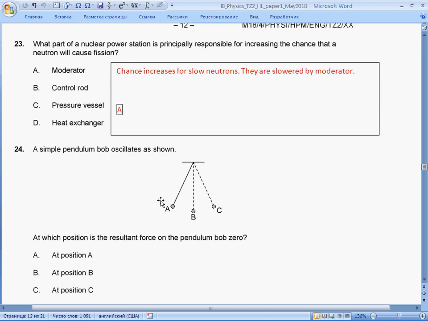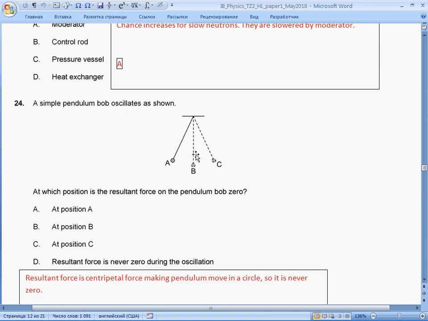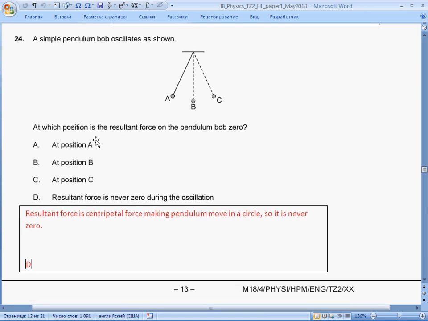23. Which part of a nuclear power station is principally responsible for increasing the chance that a neutron will cause fission? Chance increases for slow neutrons. They are slowed by the moderator, so we choose moderator. At which position is the resultant force on the pendulum bob 0? Because the pendulum moves always in a circle, we always have a resultant force which is centripetal, so it's never 0, so we choose answer D.